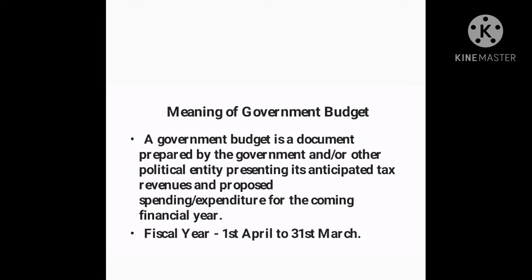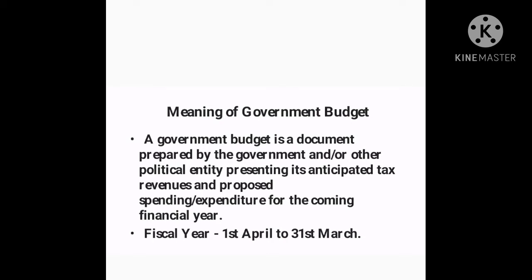Government budget is a forecast by a government of its expenditures and revenues for a specific period of time. In national finance, the period covered by a budget is usually a year known as a financial or fiscal year, which may or may not correspond with the calendar year. Fiscal year: 1st April to 31st March.